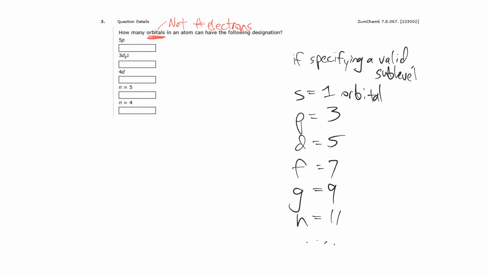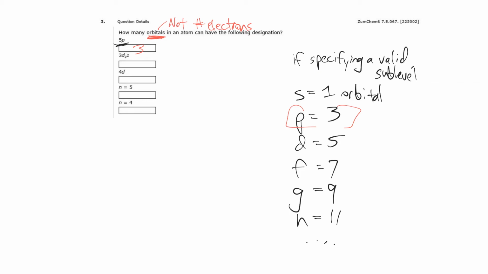Okay, let's start with the first one, 5p. Is 5p a valid sublevel designation? You betcha. The angular number associated with a p sublevel is a 1, and that's definitely within our range of 1 less than the principal number. So yes, that's good. P sublevels have 3 orbitals within them, so I'm going to write down 3.